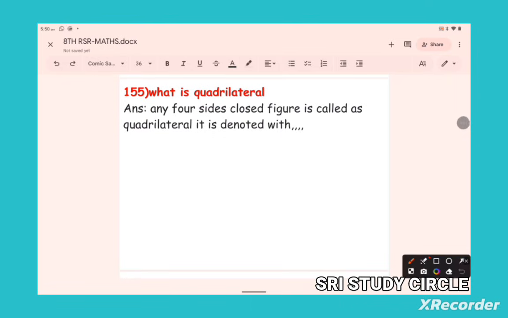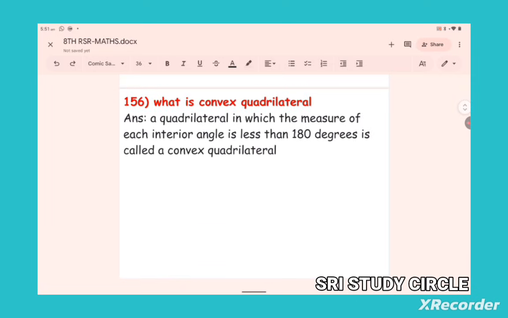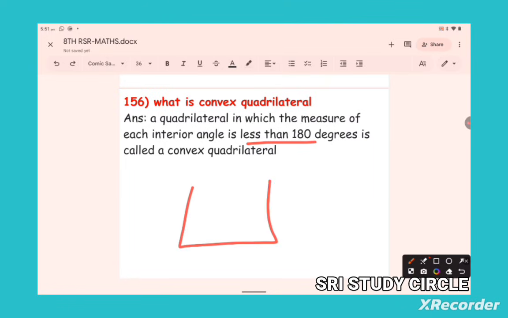What is a quadrilateral? A closed figure with 4 sides is called a quadrilateral. Already we discussed in a previous question, right? Next question. What is a convex quadrilateral? A quadrilateral in which the measure of each interior angle is less than 180 is called convex. So this is a convex.